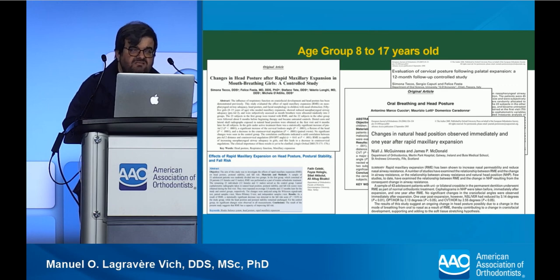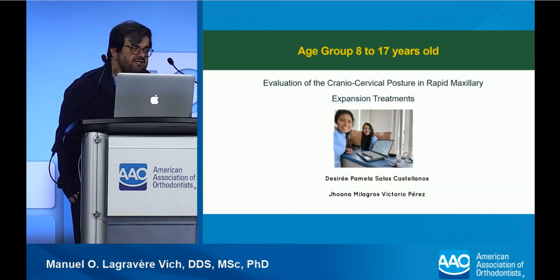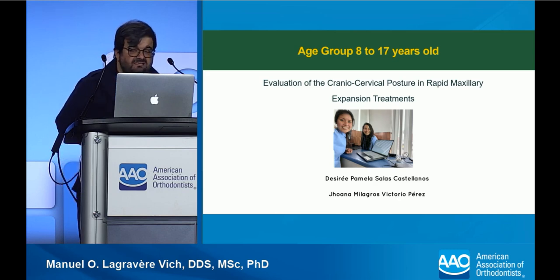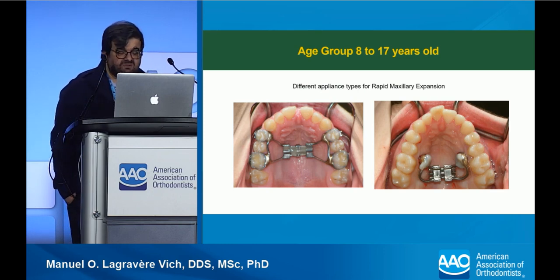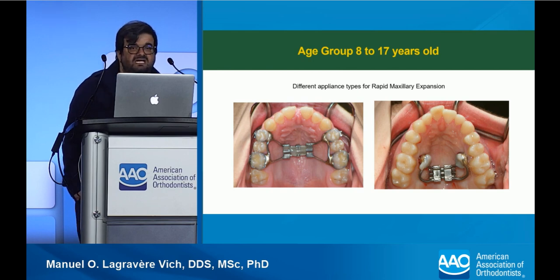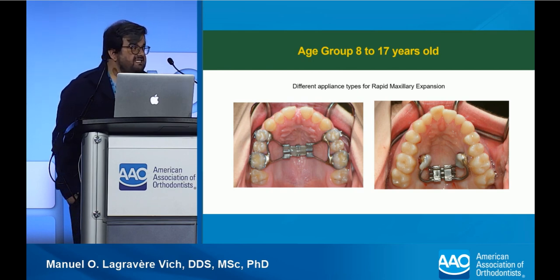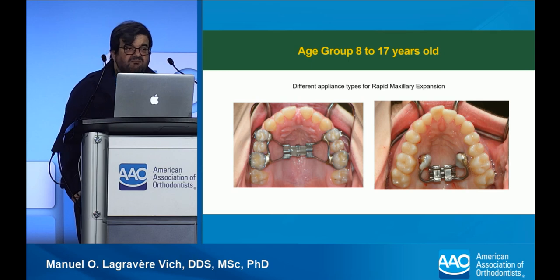So after seeing this, one group that we work with in Peru, Desiree and Joanna, did a thesis on basically evaluating the craniocervical posture in rapid maxillary expansion treatments. What they did, we have a sample where we had Hyrax and bone-anchored expanders. This is mostly the Dresden style, which has the mini screw going between the 5s and 6s in the palate. It's not bicortical, it's only one cortical, but the expansion and everything in the protocol is the same. 1 turn per day for both appliances, and we go from there.